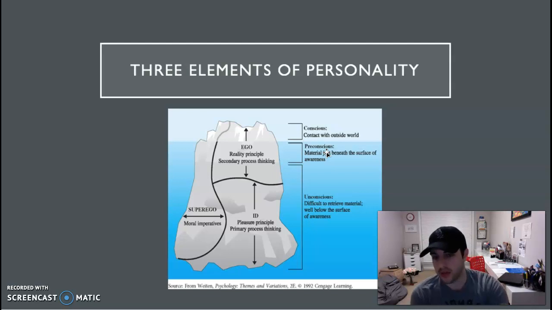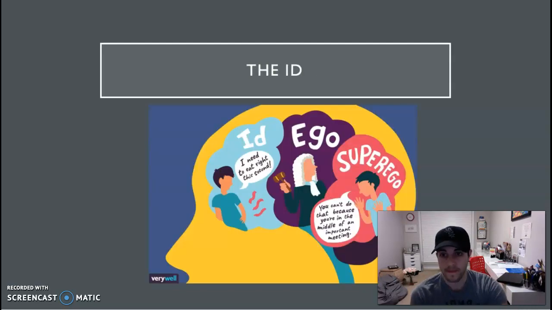And here you can just see a photo representing that with ego, superego, and id. Freud compared the mind to an iceberg, where the conscious portion is above the water and the larger portion, which is the unconscious, is below the surface of the water. So now I'm going to be discussing all three of those here.